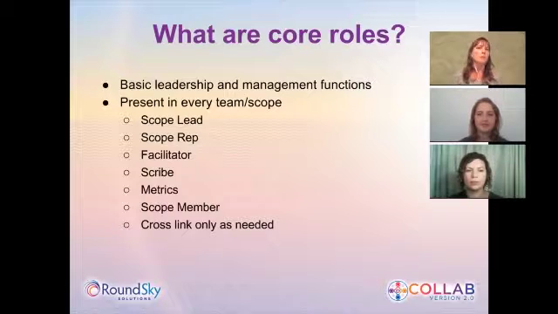The scope rep really looks out for the support and resourcing needs of the team and represents those in other scopes. The facilitator moves the team efficiently and effectively through the steps of the meeting processes, including decision-making, while the scribe is recording the outputs and also maintains those records outside of meetings. Metrics looks out for what data we need to help stay on track and make sure that's getting tracked and reported on regularly. And the cross-link is only used as needed and links across scopes which are not able to effectively communicate using the scope rep or lead.